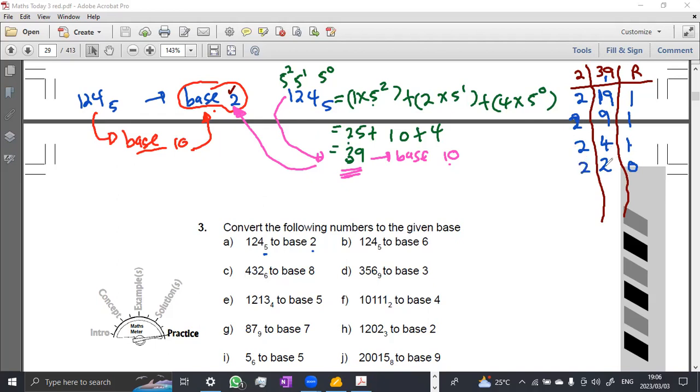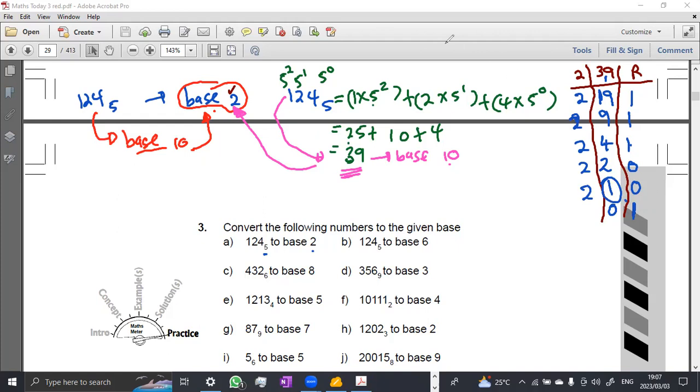Divide by 2 again. 2 divided by 2 is 1, with a remainder of 0 again. Then 1 divided by 2: 1 is smaller than 2, so the quotient is 0 and the remainder is 1. That 1 is going to be our remainder there. So that is the idea.